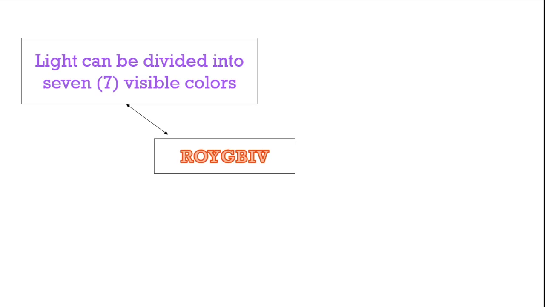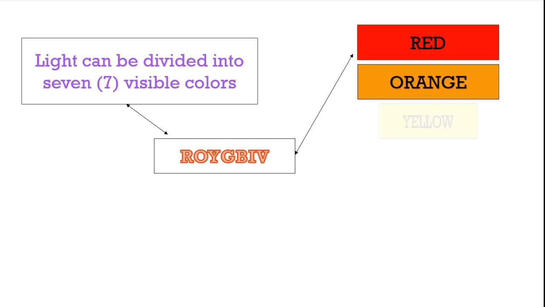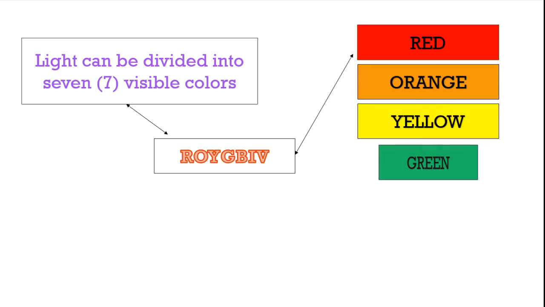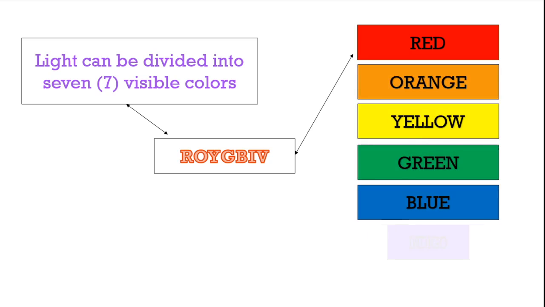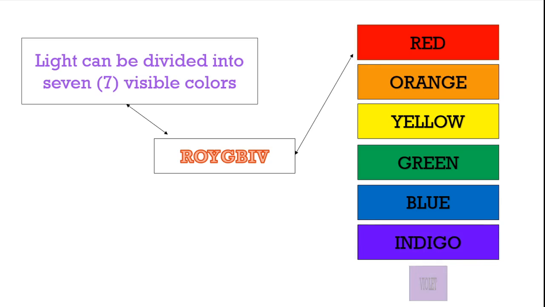Light can be divided into 7 visible colors. You must remember this by using the acronym ROYGBIV. Roy G. Biv stands for red, orange, yellow, green, blue, indigo, and violet.